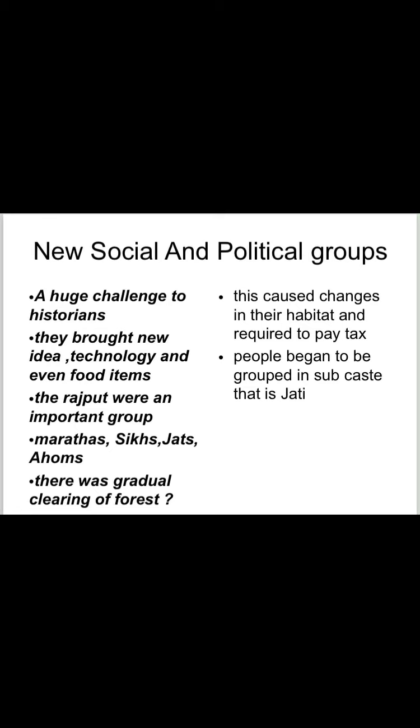Like that, in that period, some Rajput kings also emerged. Rajput kings means those who exited from Rajasthan, so they are called Rajputs. They are one of the important groups that emerged in this period. Like that, many conflicts and political groups also emerged: the Marathas, Sikhs, Jats, and Ahoms.